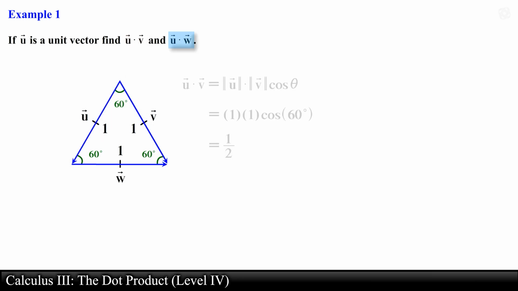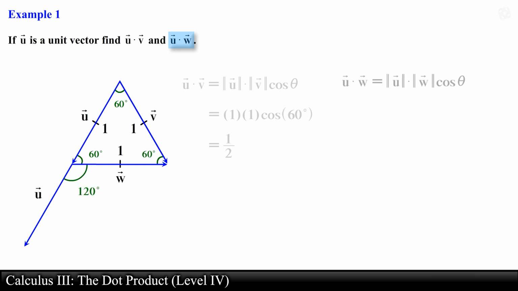Next, let's find u dot w. In order to find the dot product of these two vectors, we need to align them tail to tail. So let's go ahead and move the tail of vector u and align it with the tail of vector w. Next, we need to calculate the angle between these two vectors. We can easily find the angle by using the linear pairs and subtracting 60 degrees from 180 degrees. In this case, the angle between them would be equal to 120 degrees.